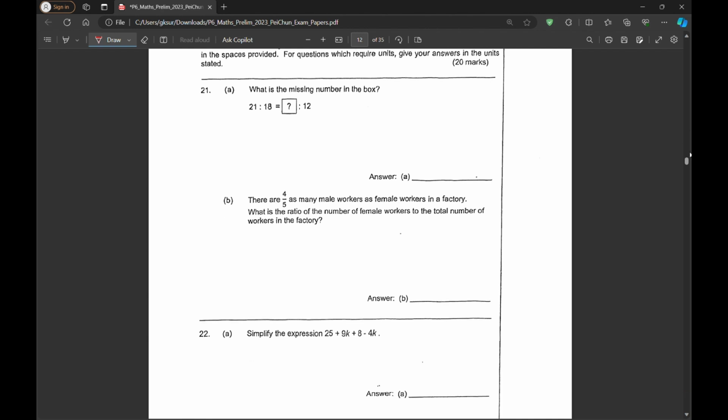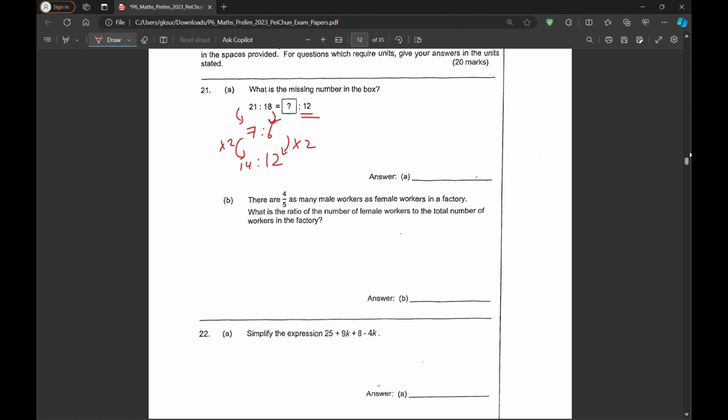Question 21. 21A. What is the missing number in the box? A straightforward question. Whenever we see ratio questions, it's best to simplify to the simplest form first. Divide by 3 on both sides. And as we know, the right side here is given as 12. So automatically we'll multiply by 2 both sides. And 14 is to 12.